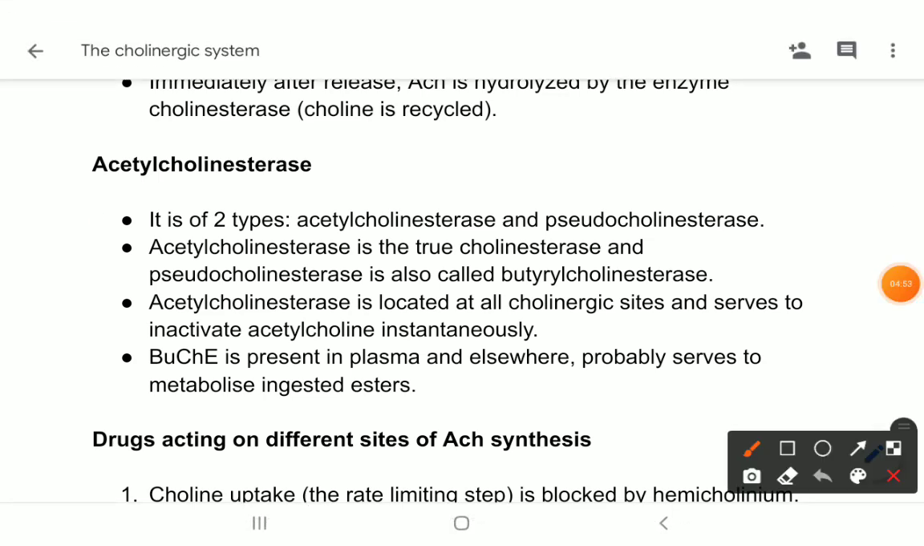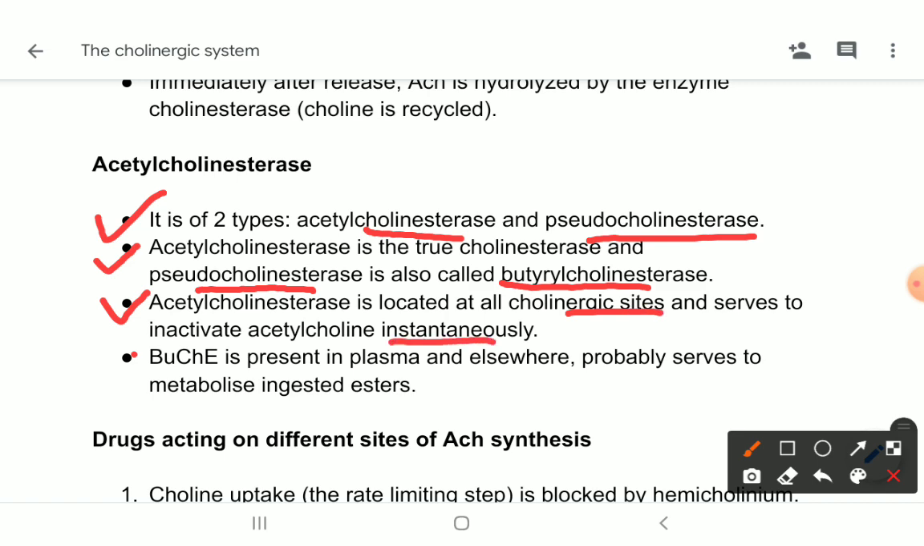Cholinesterase is of two types. One is acetylcholinesterase and another is pseudocholinesterase. Acetylcholinesterase is called the true cholinesterase, and pseudocholinesterase has another name, butyryl cholinesterase. Acetylcholinesterase is located at all cholinergic sites and serves to inactivate acetylcholine instantaneously, but butyryl cholinesterase is present in plasma and elsewhere, and probably it serves to metabolize ingested esters.